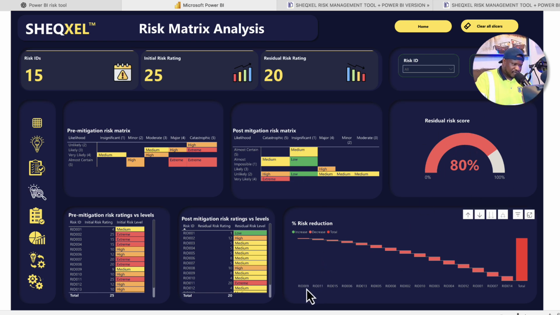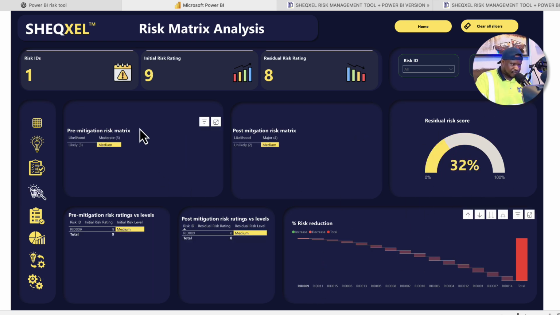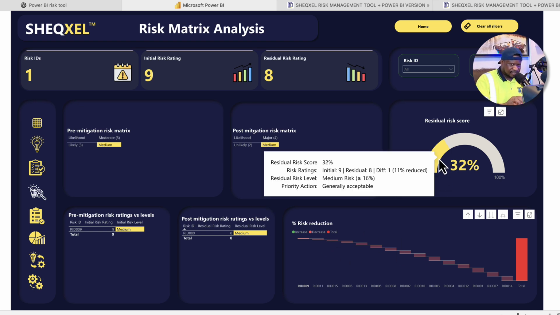So basically, if you click on any of the items, we have how the whole thing worked out. Pre-mitigation was a medium risk, post-mitigation was a medium risk. Pre-mitigation was 9, risk level was medium, post-mitigation was 8, risk level was medium. The difference isn't much. And for that reason, when we put a tooltip on it, it's exactly what we have: 9 initial, 8 residual, only one difference, 11% reduction. Medium risk, because 32 is greater than or equal to 16%, is generally acceptable.